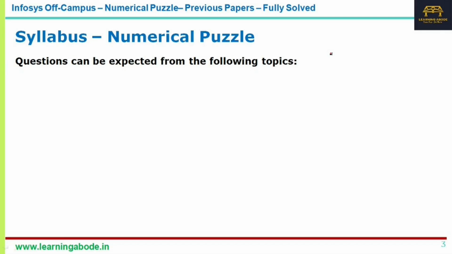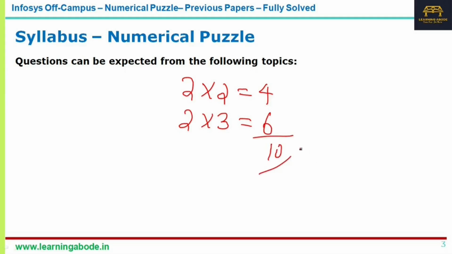Now, as far as numerical puzzle is concerned, like my other videos, I cannot say what are the topics or how many questions, because it can be asked from any topic. Usually you have 2 questions in 2 marks, that adds up to 4 marks, and then 2 questions in 3 marks, that adds up to 6 marks. So totally you have 4 questions in this section, 10 marks.